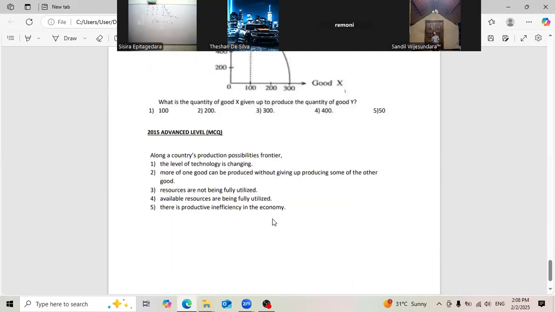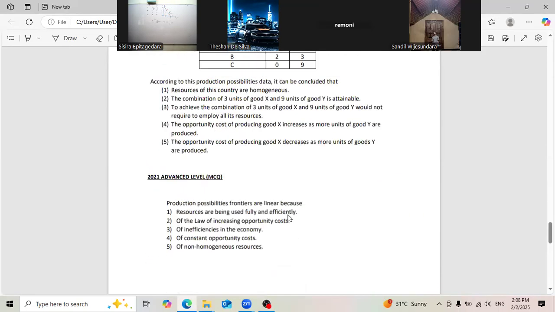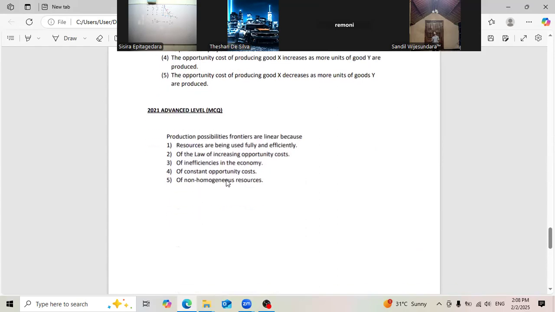And do this one as well. Any other alternative answers? The answer for the second question, the 2021 paper question, should be the fourth one because of constant opportunity cost.